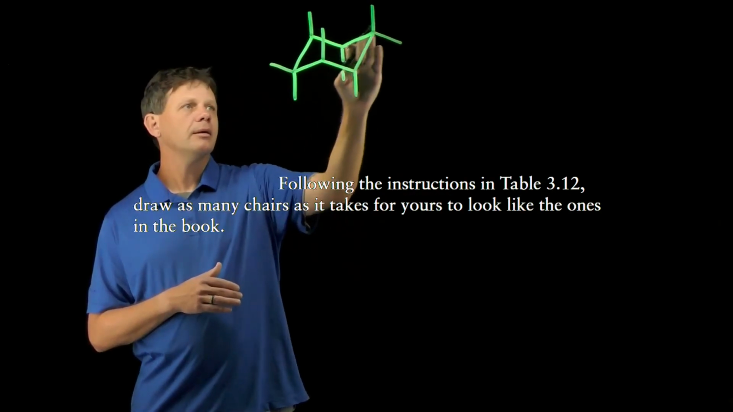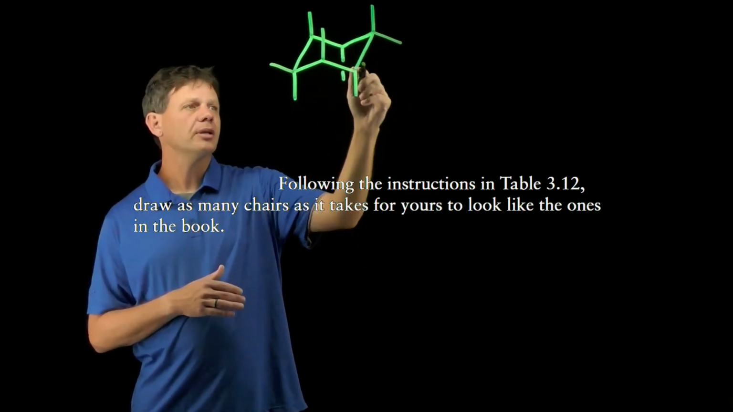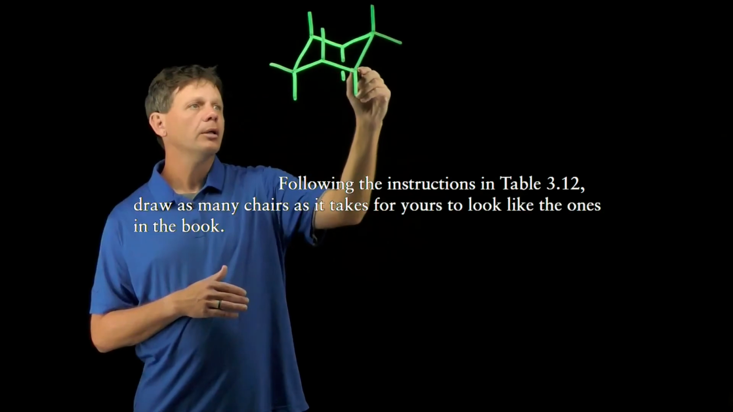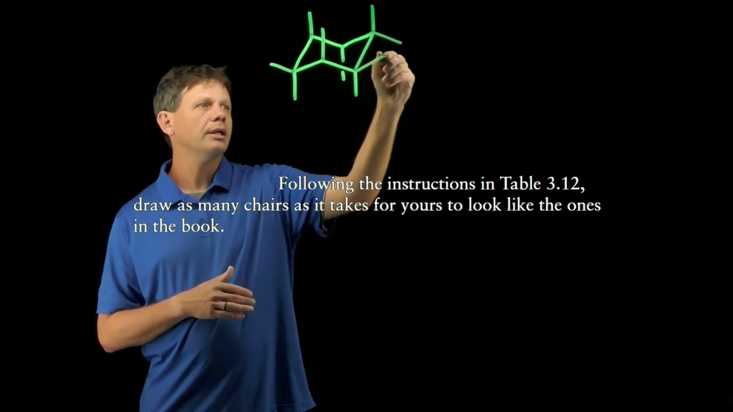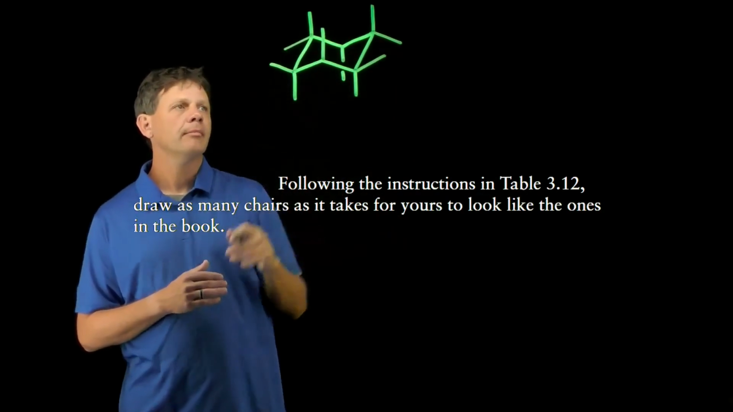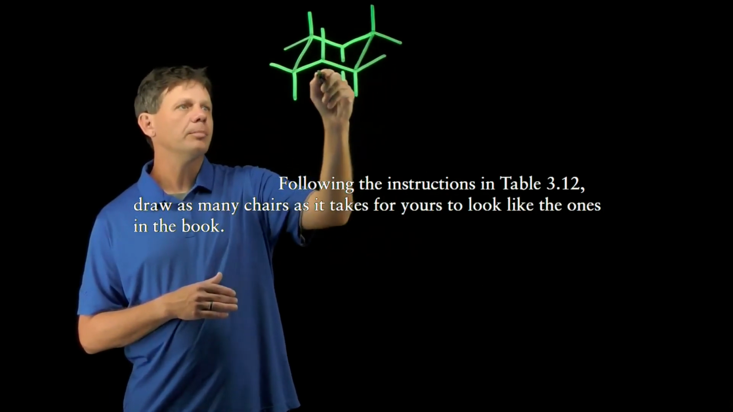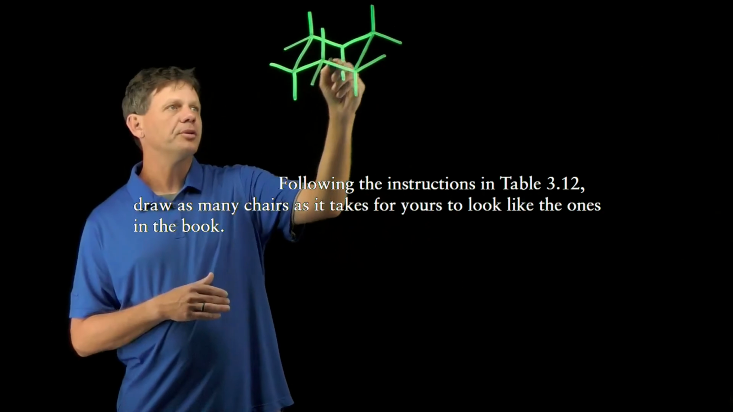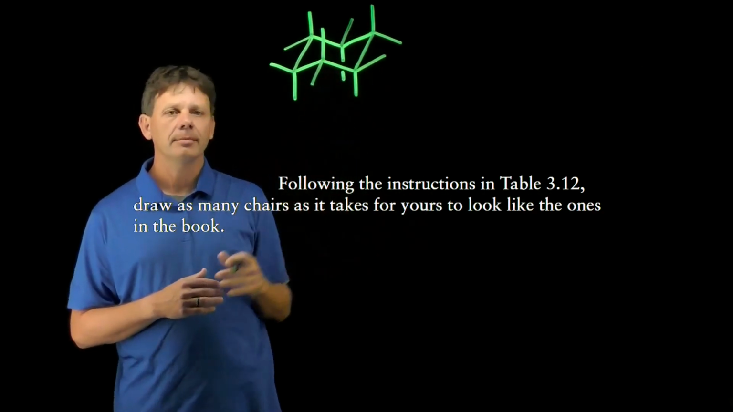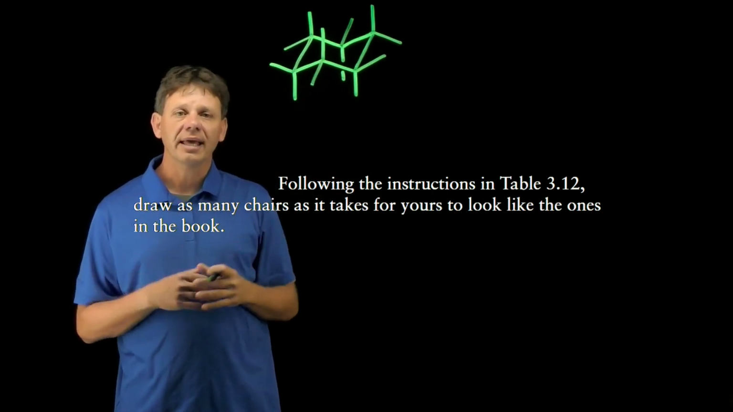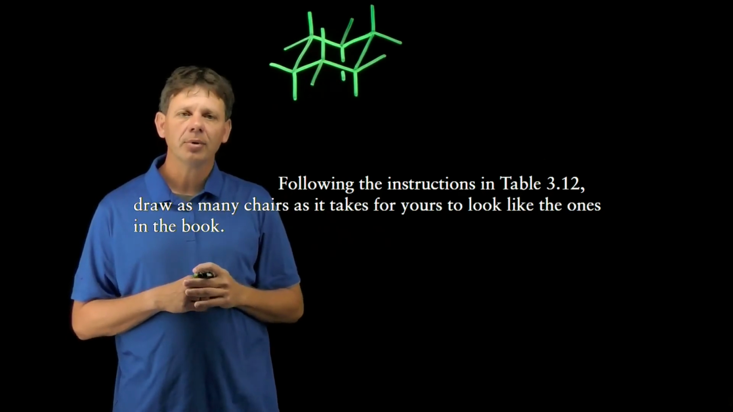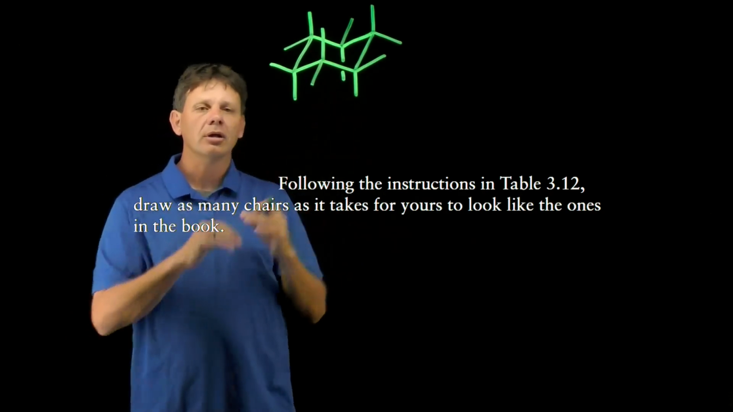This bond in the ring is going to be parallel to the equatorial substituent here and here. And finally, these two lines that are in the ring are going to be parallel to the equatorial substituent here and there. Once again, draw as many of these as possible till they start to look like that.